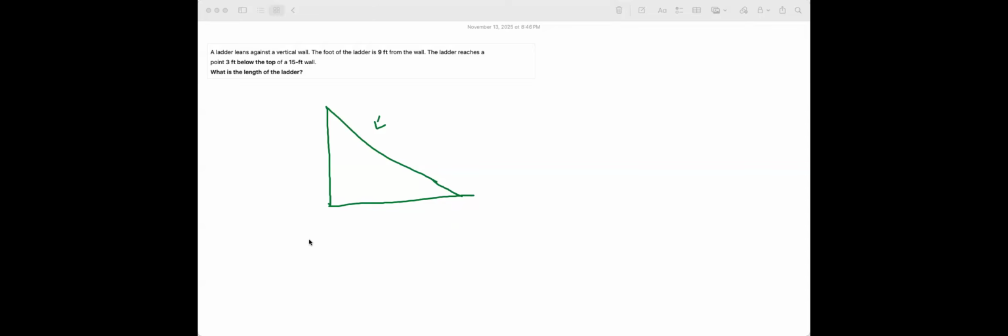So we have to figure out what this is. This is C. The ladder reaches up 3. So this is your ladder, right? Then the foot of the ladder is 9 feet from the wall. So which is 9? It is 9 foot from the wall.